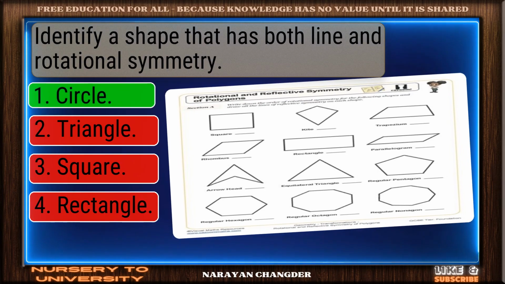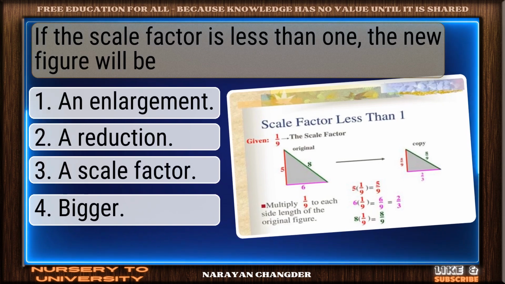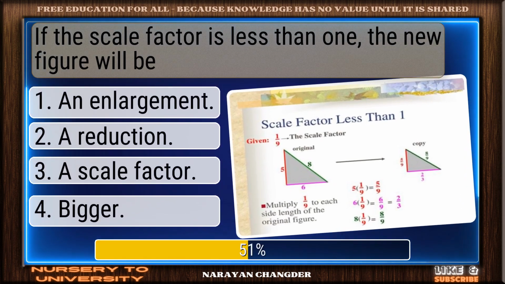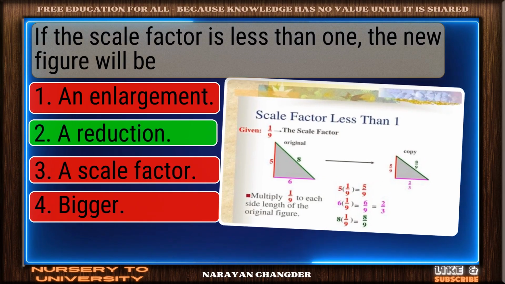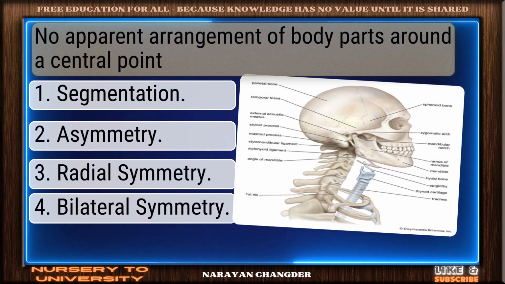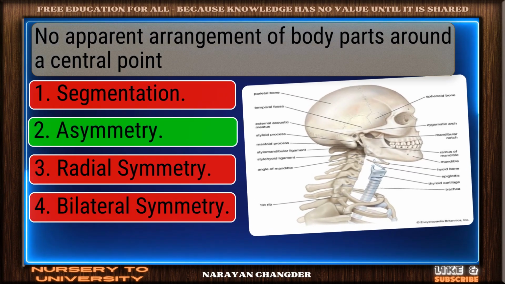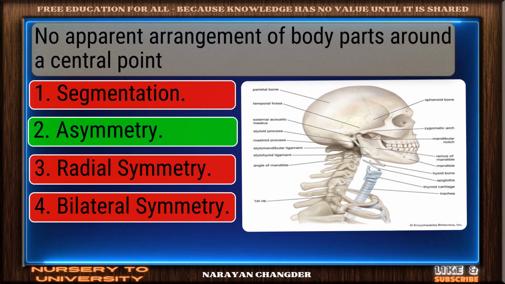Well reasoned. Circle is the correct choice. If the scale factor is less than 1, the new figure will be. Excellent choice. A reduction is the right answer. No apparent arrangement of body parts around a central point. Clear logic. Your choice of symmetry is sound and 100% true.